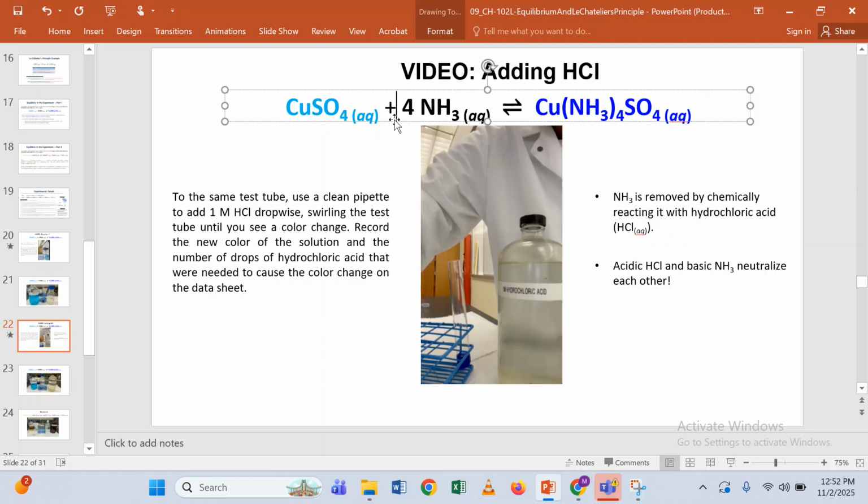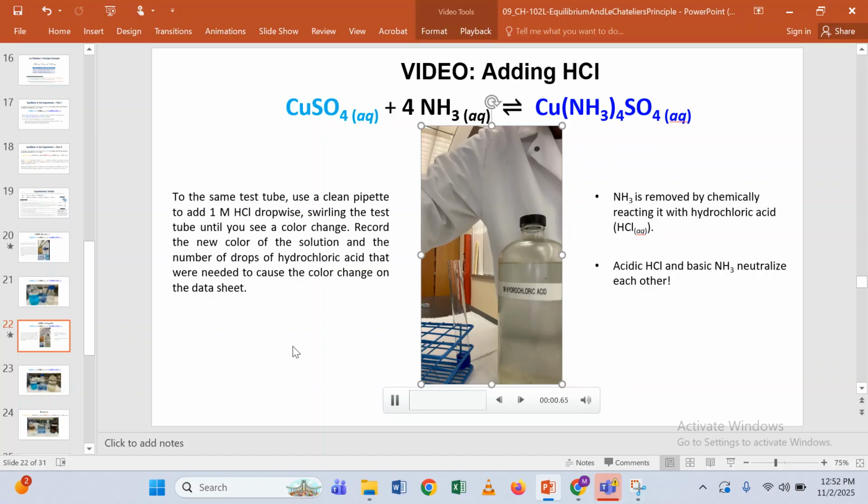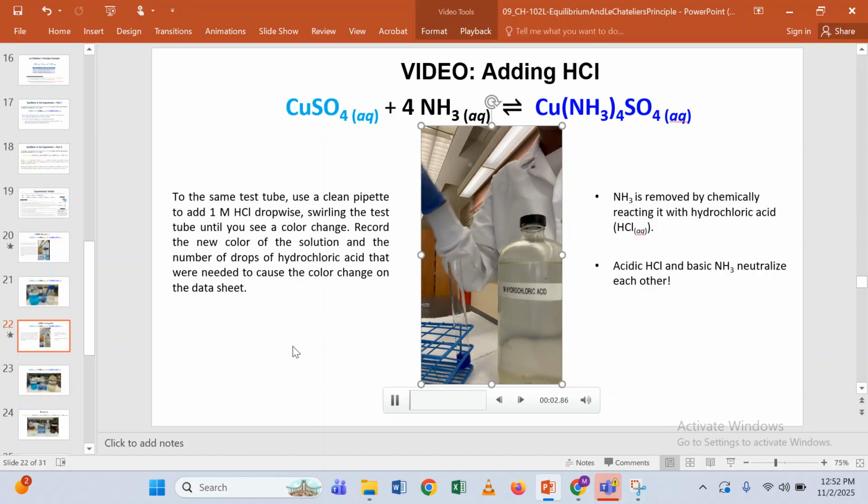to the, well, let's see the color. If we get a turquoise color, that means it's shifting to the left. If we get a blue color, that means it's shifting to the right. So let's play the video, and we're going to learn something from the video.